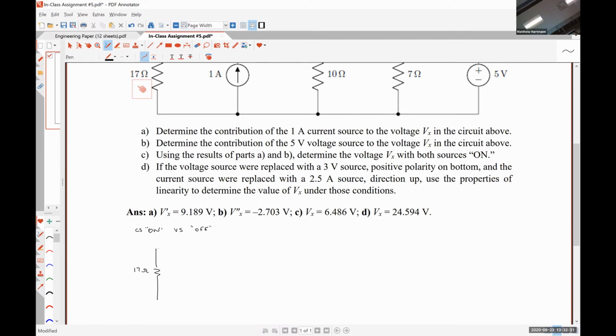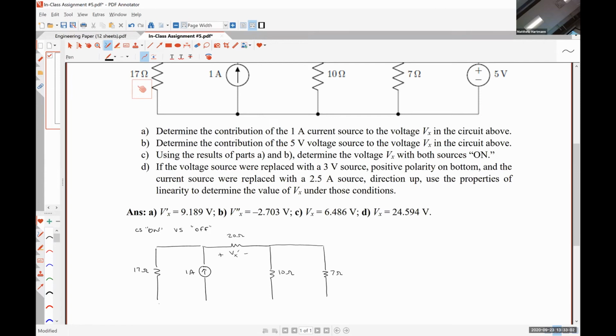So we have a 17 ohm resistor in parallel with a 1 amp source. We have a 20 ohm resistor, positive Vx, and I'm going to call it Vx prime. That lets me know that it's not the total Vx. That's just my notation that I choose to use. Here's my 10 ohm resistor. Here is my 7 ohm resistor.